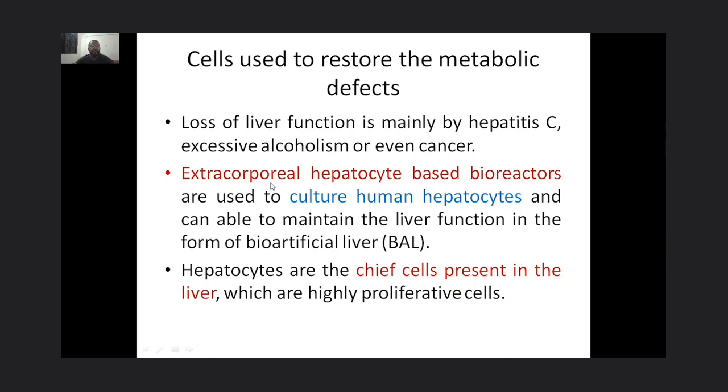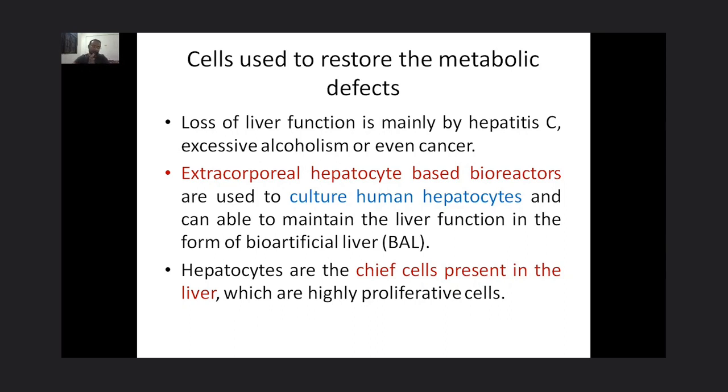Okay, so the extracorporeal hepatocyte-based bioreactors, that means bioreactors in the sense where we are going to cultivate the hepatocyte cells. They are used to culture human hepatocytes, which can maintain the liver function in the vessel. Alright, so this is a bioartificial liver, a hepatocyte-based bioreactor. Why do we call it a bioreactor? Because we are going to culture a large number of hepatocyte cells, which are responsible for liver functioning.